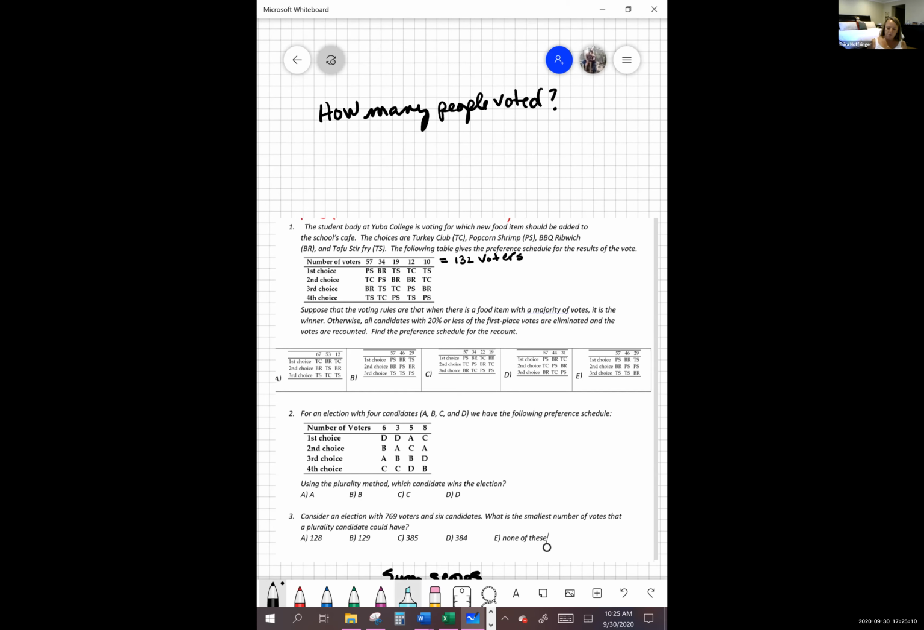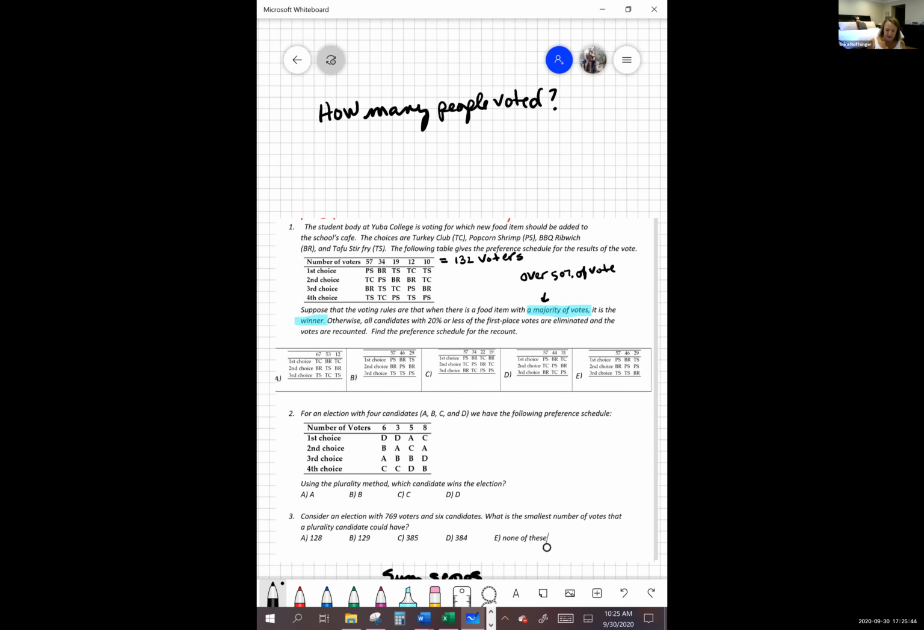So they tell us the rules. Suppose that the voting rules are that when there is a food item with a majority of votes, it is the winner. Okay, so we need a majority of votes to be the winner. So let's figure out what that is. A majority of votes is over 50% of votes.